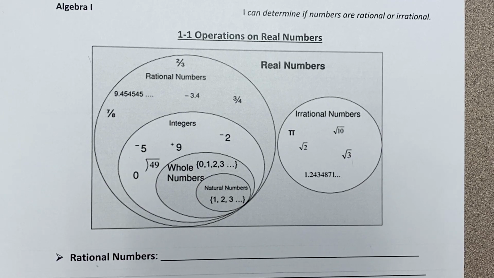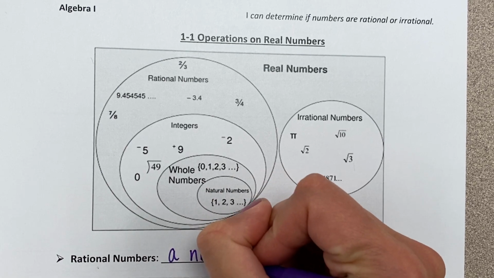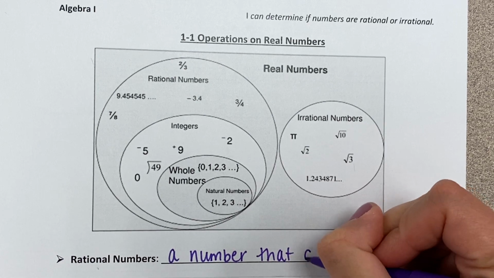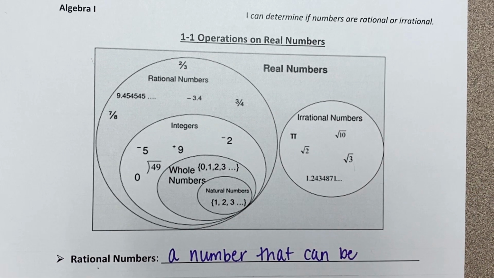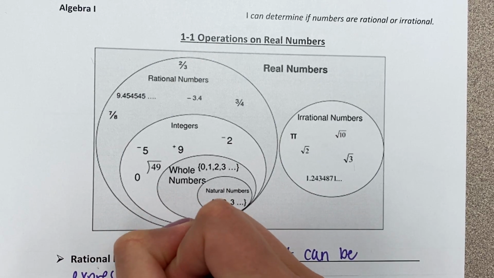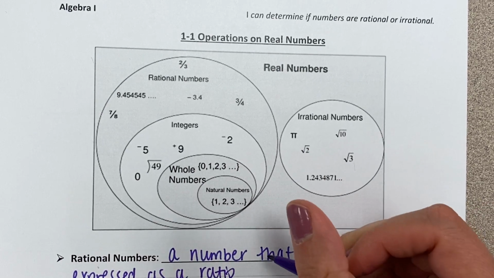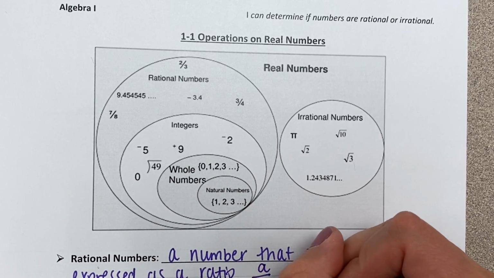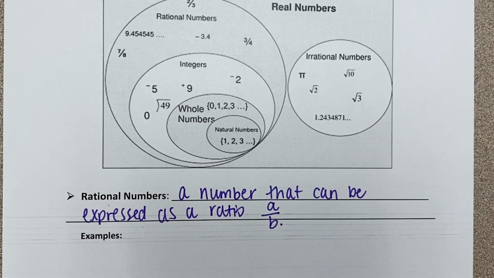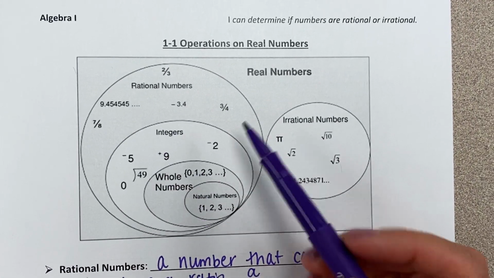So rational numbers is a number that can be expressed as a ratio. And it's going to be expressed as A over B, where you can divide A and B. Sorry, you couldn't see that. So some examples of rational numbers are actually all these examples here.